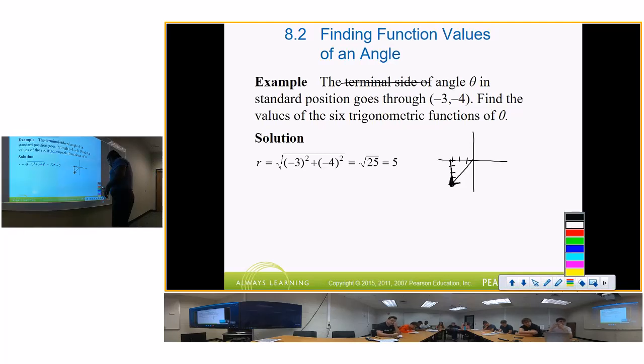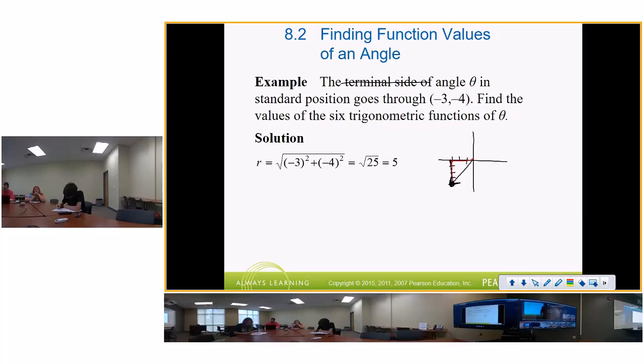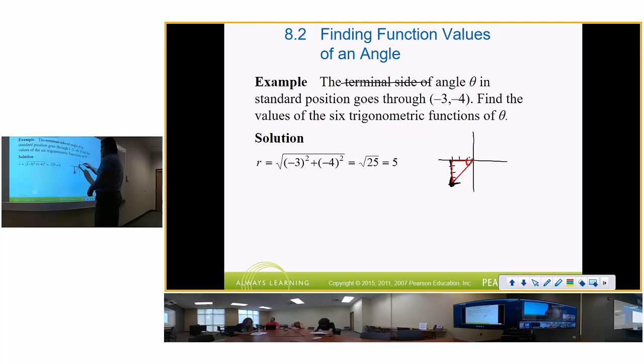Here is our triangle. I'm going to find this angle. So my little man is going right there. And that means that we've got to find the hypotenuse. Well, the hypotenuse is 5. There's where you plug it in using the Pythagorean theorem. So we've got -3, -4, and 5.